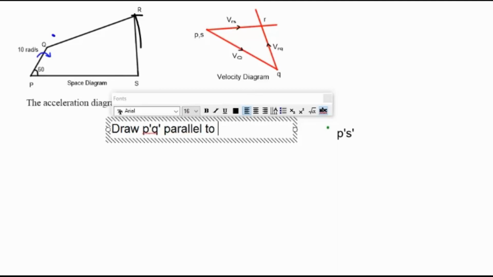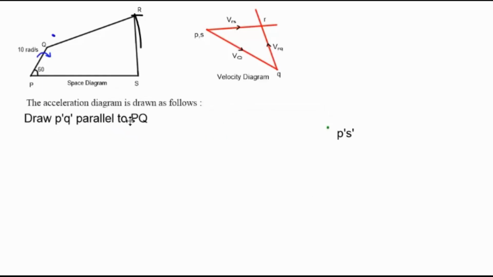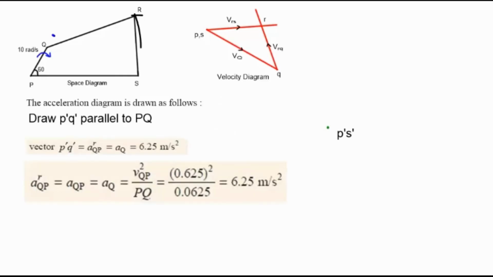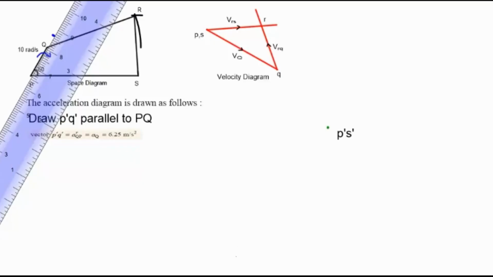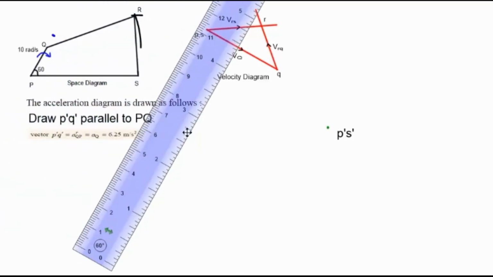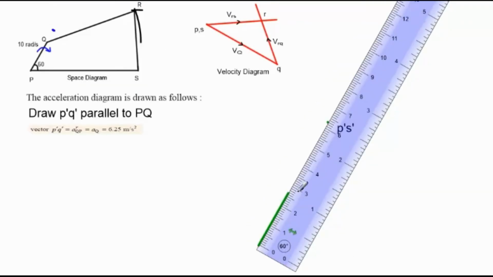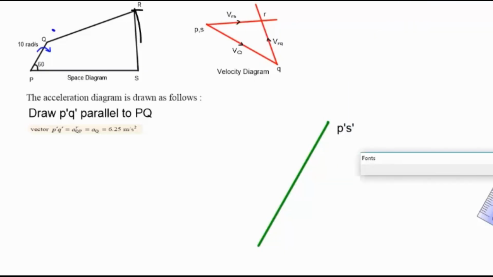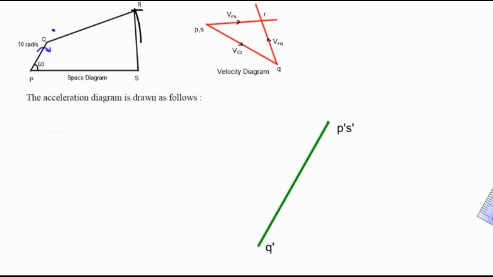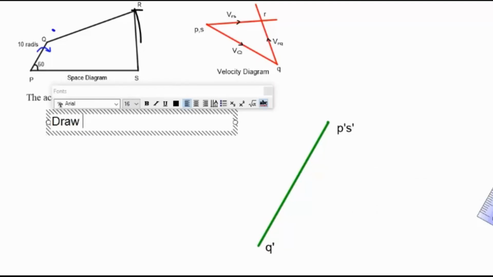Now we can try to get Q. For the acceleration of PQ, we have two components. One is the radial component. From the table, we know it is 6.25 meter per second square, so we can take a suitable scale. Here we take 1 centimeter equal to 1 meter per second square. Therefore, for 6.25, we draw a line parallel to PQ that represents the radial component. The tangential component for PQ is 0. Therefore, the total acceleration is the same.